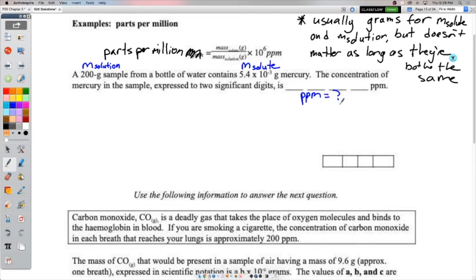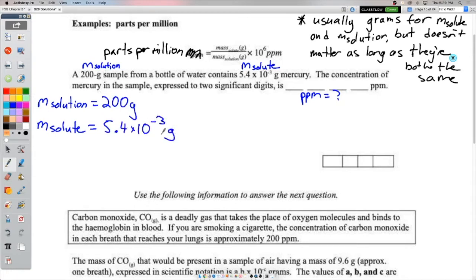Okay, so let's write down our givens. M solution, the mass of the total solution, is 200 grams. Mass of the solute, again, the solute is the thing dissolved, in this case mercury. This is a small number, 5.4 times 10 to the negative 3 grams. It should be small if we're dealing with ppm. The concentration of mercury in the sample is what we're looking for, and so that's our question mark.